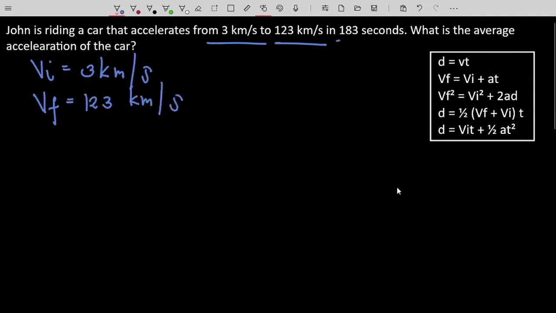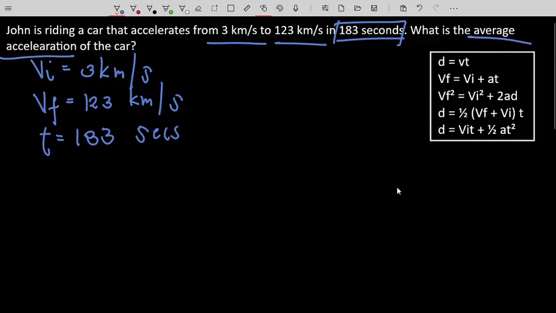And it traveled 183 seconds. So therefore, the time is 183 seconds. Now, what is the average acceleration of the car? So therefore, what we are trying to look for is the acceleration. Now, looking at these formulas right here, which of these formulas are we going to use? That again have your initial velocity, final velocity, time and acceleration. Then we should know that this formula right here is what we are going to use because it has final velocity, initial velocity, and acceleration at the same time.